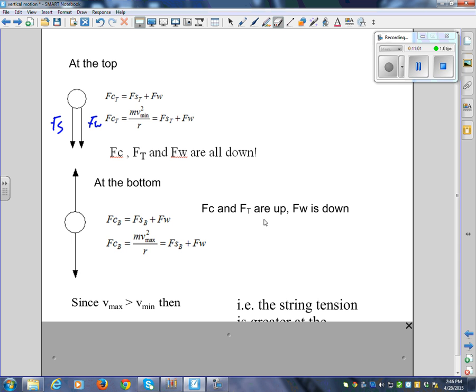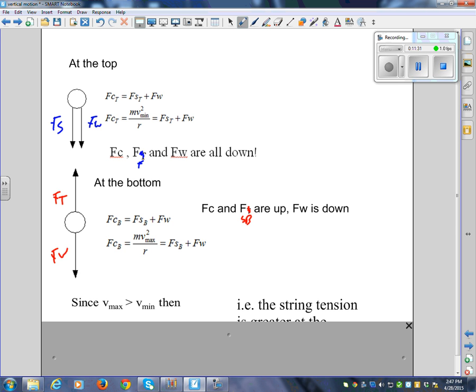FC and FT are up, right? FW is down. This one is down. FT, total force. String force, that should not be an FT. That should be FSB. I changed this here and I didn't change this one here. SB, string force bottom. This one here should be, yeah, I see what I did there.